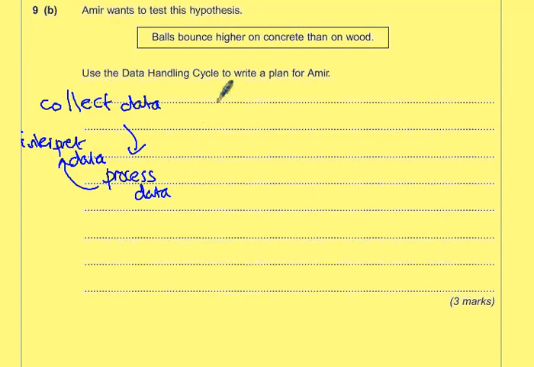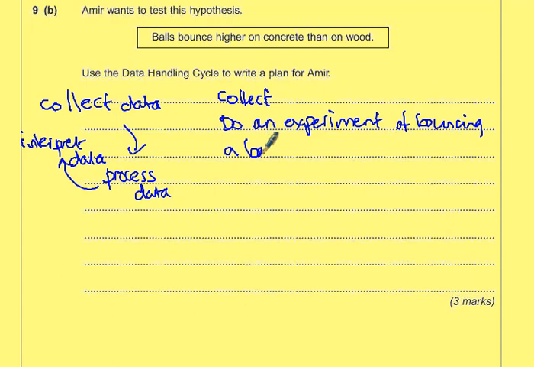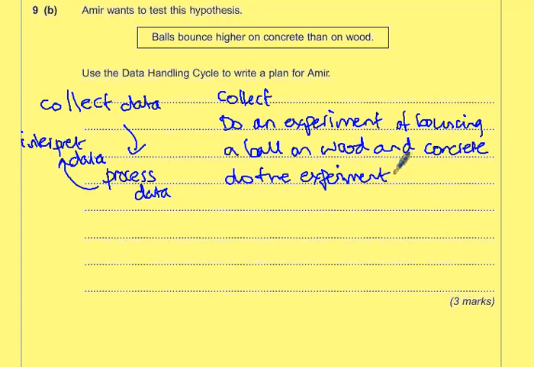So the first section, for the collect, we need to make a statement that we would do an experiment of bouncing a ball on wood and concrete. Do the experiment 20 times to get a reasonable set of results.